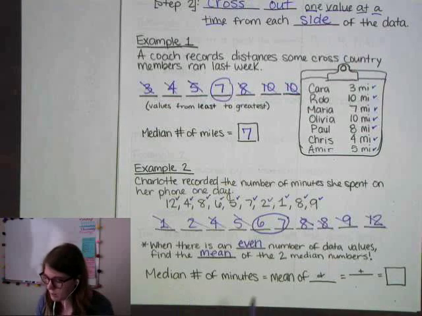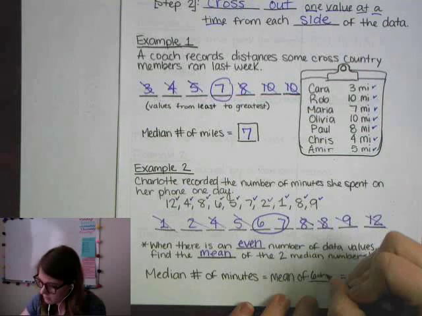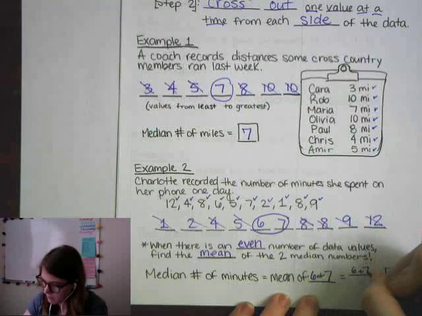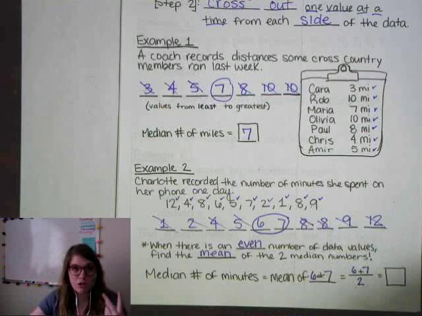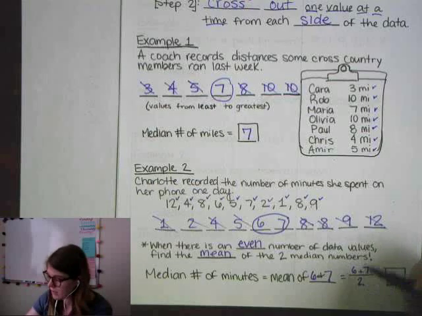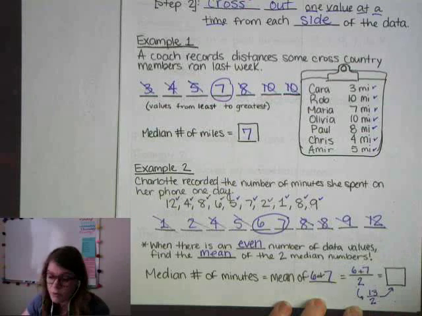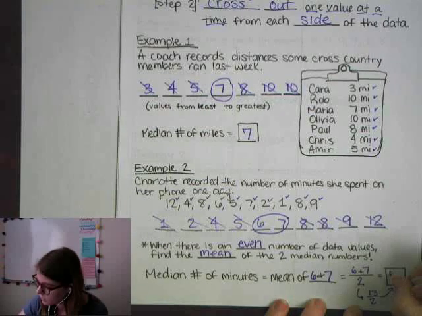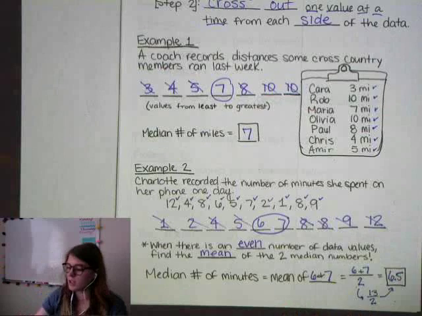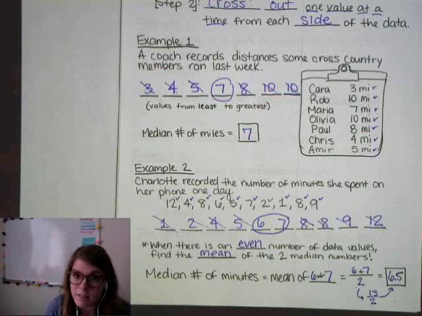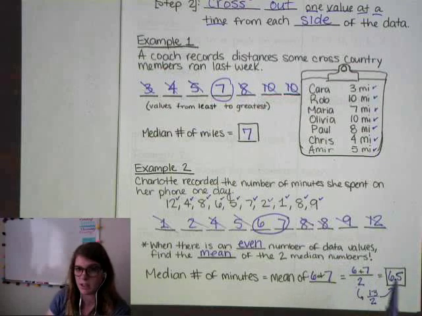So for the median number of minutes, we're going to find the mean of 6 and 7, which means we've got to add them up and divide by 2 because it's 2 numbers. 6 plus 7 is, I didn't write this down, but that's going to be 13 over 2. And we know that 13 over 2, it's an odd number, so right in between we're going to have 6 and a half. So the median can also be a number that's not in the data set if you've got an even number of data values.